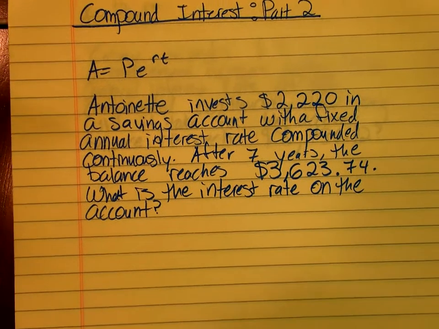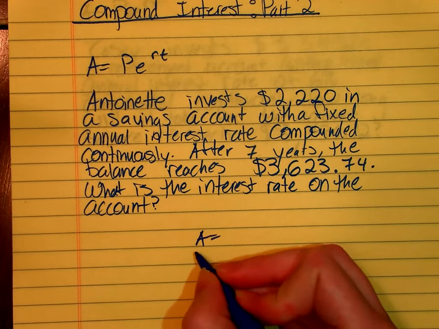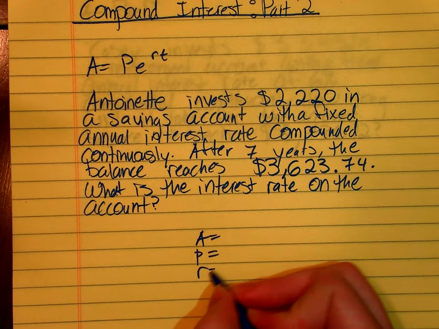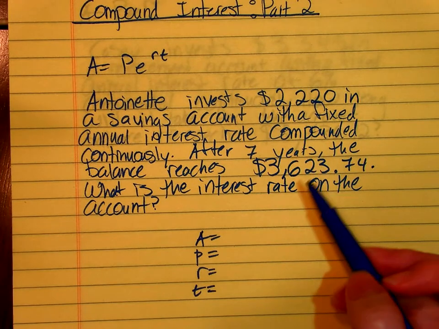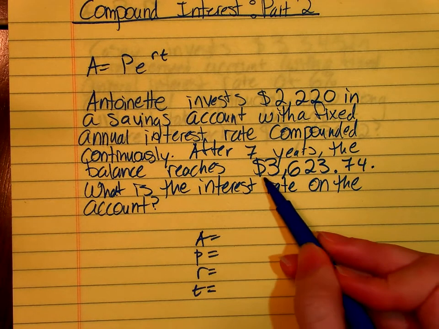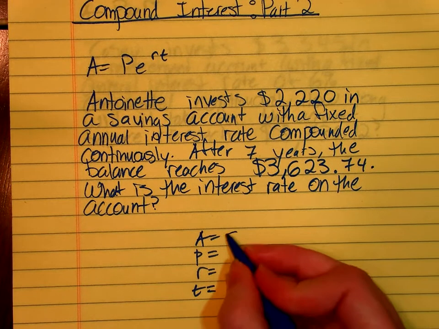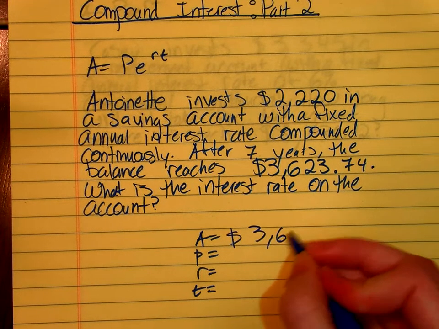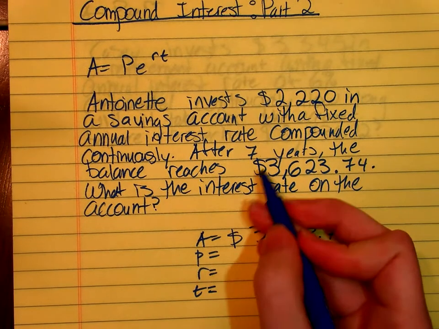So again, I'm going to start off just by defining my variables. So I want to know ending amount, starting amount, interest rate, and time. So we know that our ending amount was how much the balance reaches after 7 years. So that is $3,623.74.